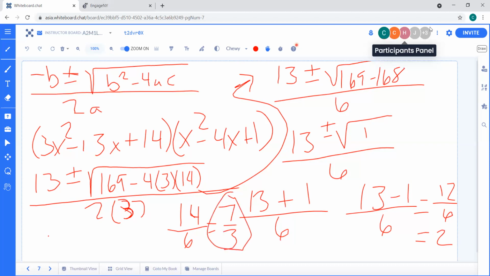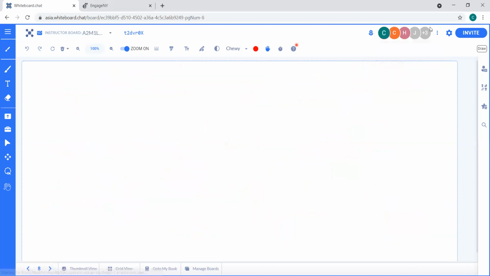So there's 2 of the answers right there: 7 over 3 and 2. Now we're going to take this one and do it on the next page. We're going to do this other factor on the other page. Let's go with x squared. I'm just going to rewrite it up here so I don't forget it.